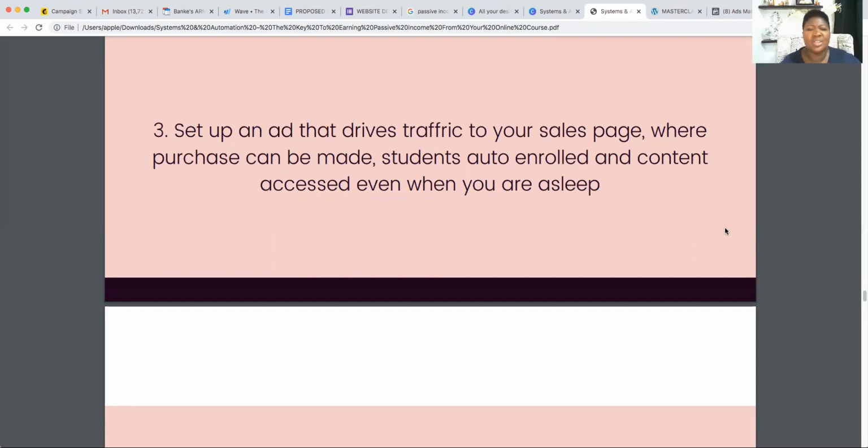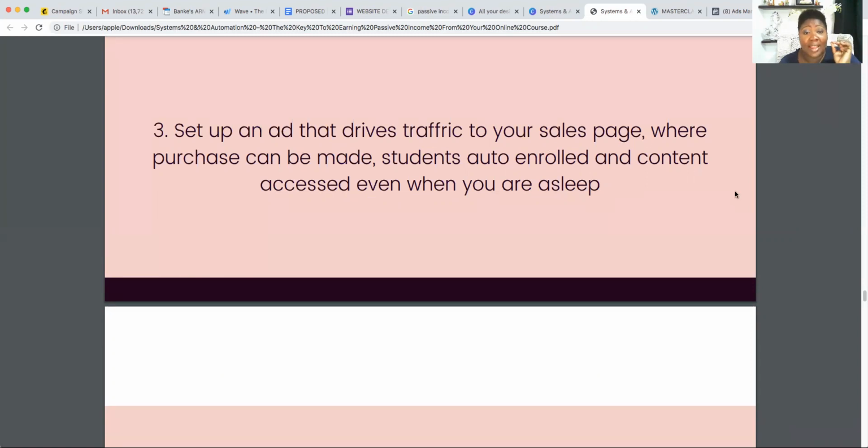Imagine how tedious it will be to set up an ad and 5 people from your ad are able to purchase, and then you have to manually enroll them, or you have to manually deliver the course to them, or you have to keep them waiting until you have a certain number of people, or you go add them to a WhatsApp group to deliver your course out there.